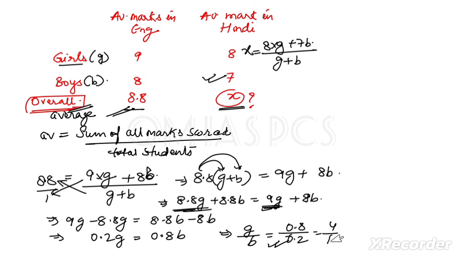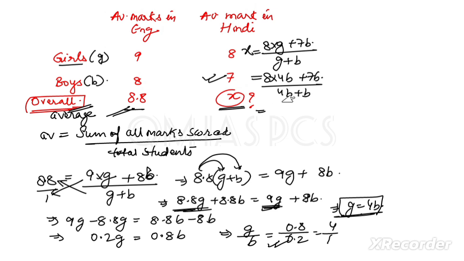If you cross multiply this one, G multiplied by 1 is equal to B multiplied by 4, that is, we will have G is equal to 4B. This equation we will have. So we can substitute this equation in this equation. In place of G we can write 4B, so 4B times 8 plus 7B, and here it is 4B plus B.